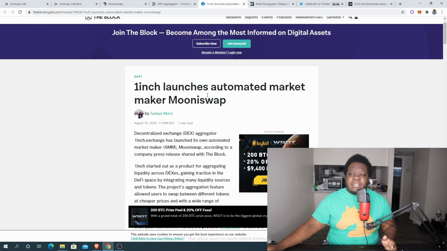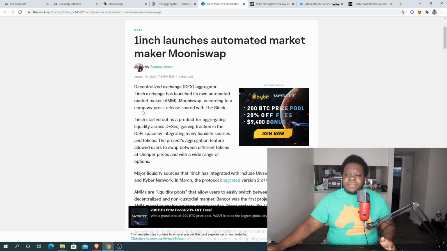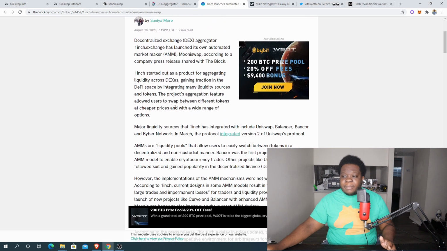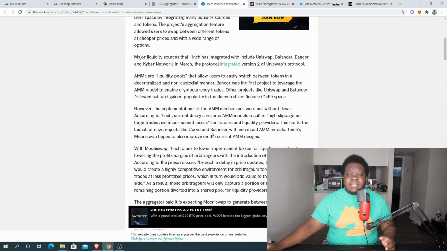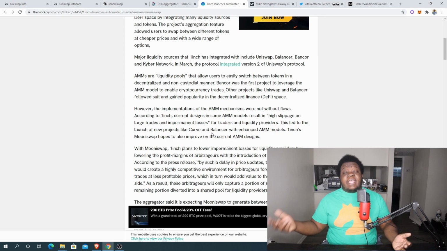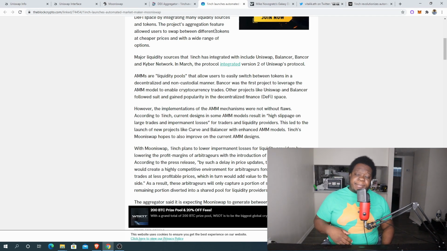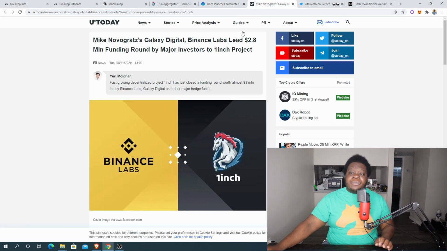Now, of course, we go to a couple of articles where they talk about automated money markets, and how it's backed by 1inch. 1inch are the ones who made it. Blah, blah, blah. Liquidity pools, DeFi, everything that I just said. Now, one thing that does worry me about what's happening with 1inch and Mooniswap and all that.